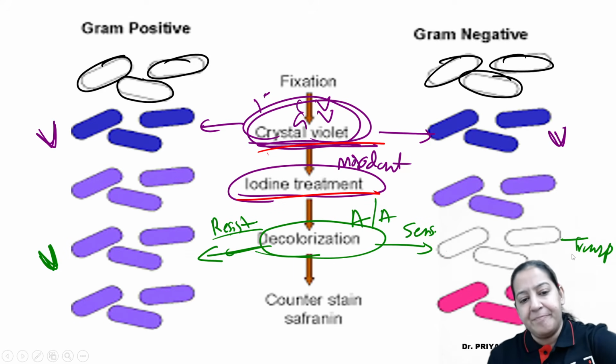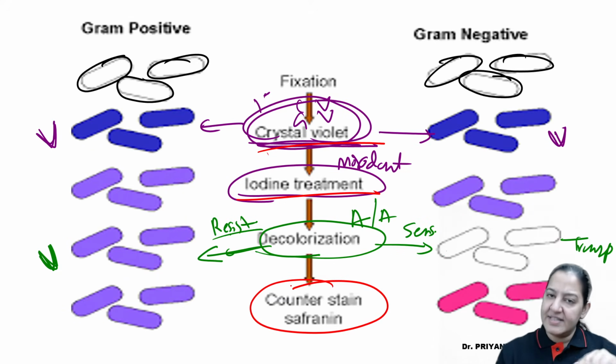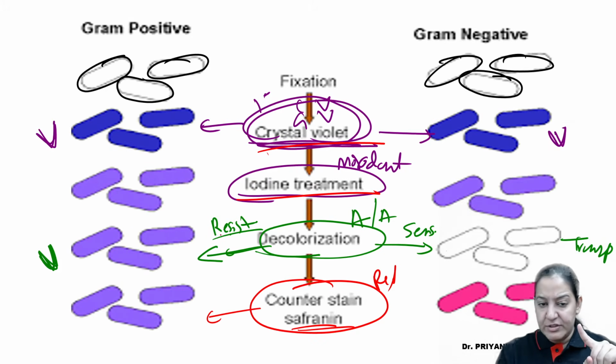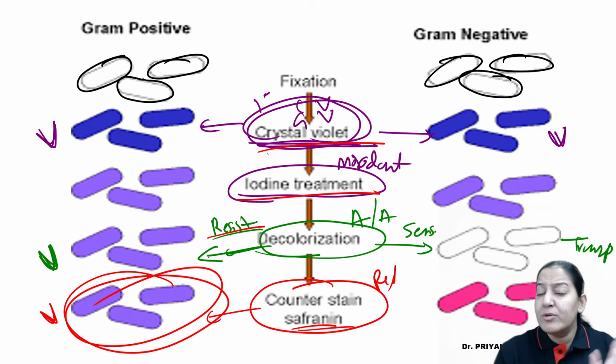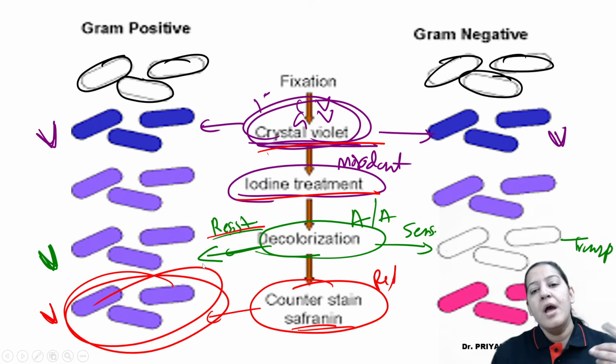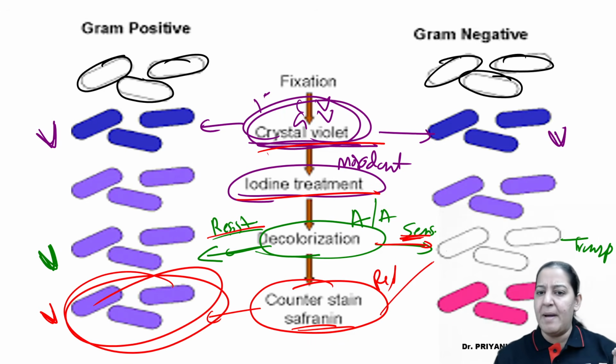Right. The last step is to add a counterstain, which is a secondary stain, which is any red stain, like safranin, carbol fuchsin. Now the bacteria which was resistant has no space inside. It is already filled with the primary stain. It is still violet. In the end also it is still violet. There is no space inside it to take the secondary stain. But the bacteria which is sensitive to decolorizer becomes empty.